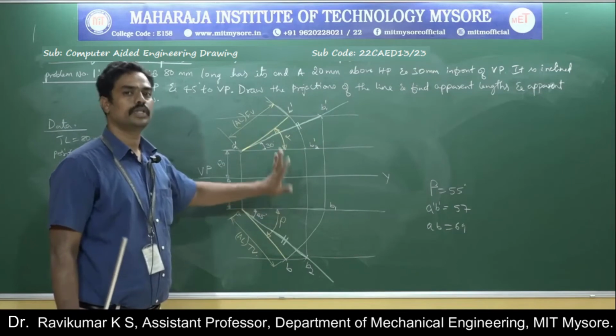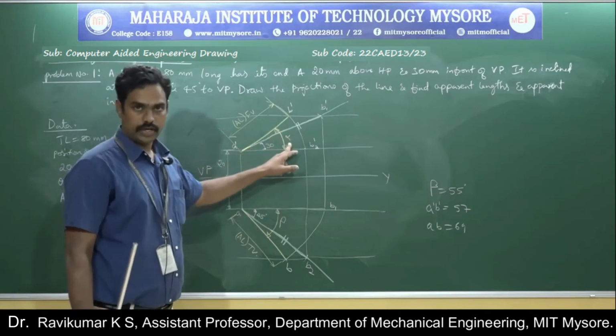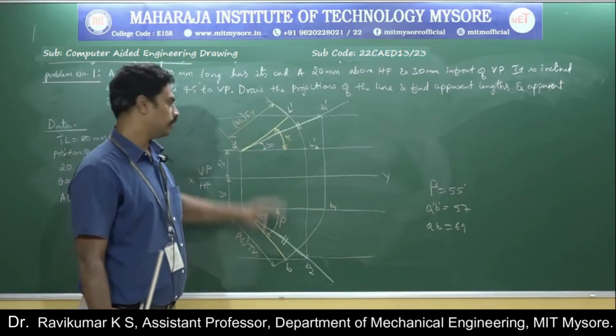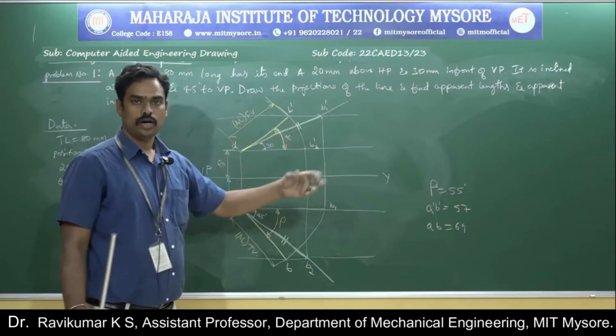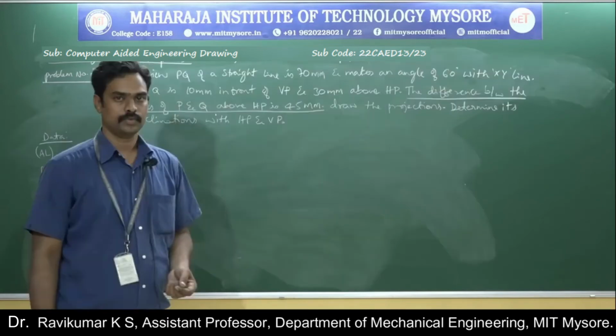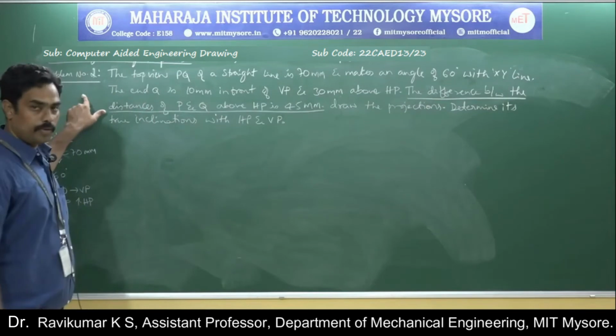So construct this with the scale, whatever answer you get. If it is correlating with beta and the apparent lengths in top and front view, then whatever alpha you get, you just write that value. Okay, so this is the second problem.